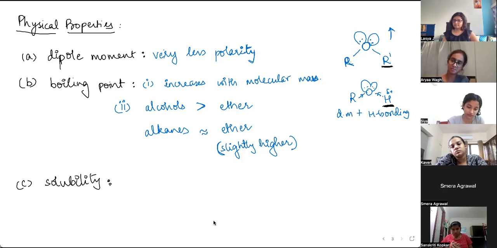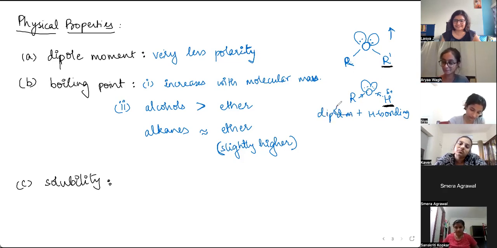What is DM? Dipole moment, I just shortened it. It's not a formal abbreviation, you won't come across this anywhere. I just shortened it here.